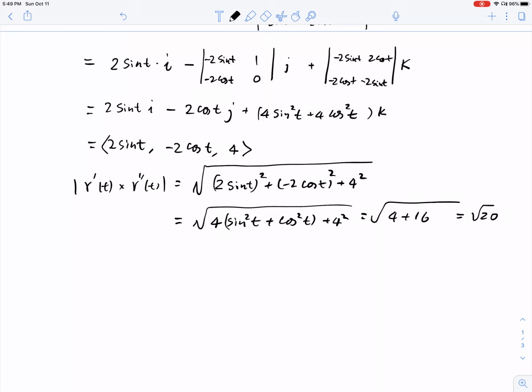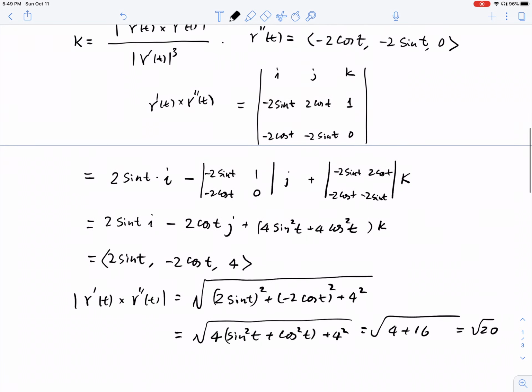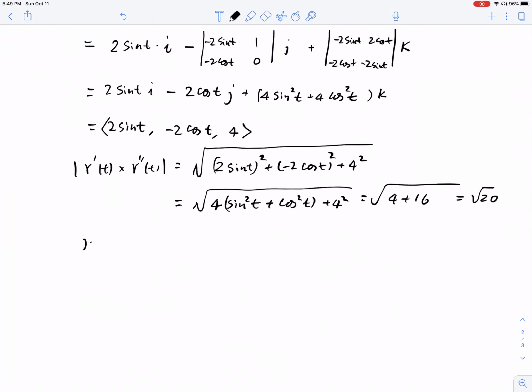Okay. Now it's time to put everything inside. So kappa is going to be root 20 divided by root 5 cubed. And that's going to be equal to 2 root 5 over 5 root 5, right? So that's going to be 2/5. And that's going to be kappa. So this is the curvature.